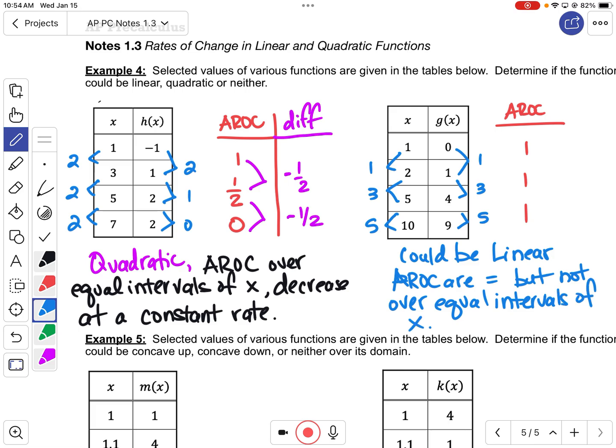Okay, so we would say that it could be linear. All right, we got a constant average rate of change, but they're not over equal length intervals of x. Okay, and that's an important characteristic that we're going to always look for.